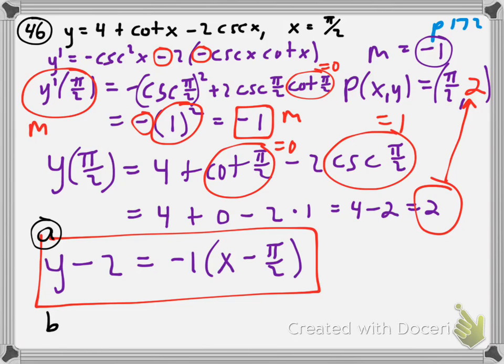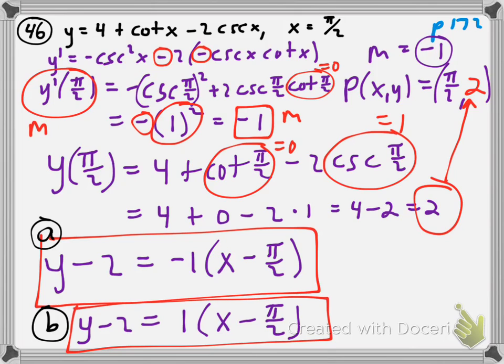And we can go right into the equation of the normal line, and again, the normal line is through the same point. The slope, if -1 is the slope of the tangent line, then the negative reciprocal of that would be +1 multiplied by x minus pi over 2. So that was an easy one as far as finding the slope of the normal. Slope of the tangent is -1, slope of the normal is +1. So that's number 46A and B.